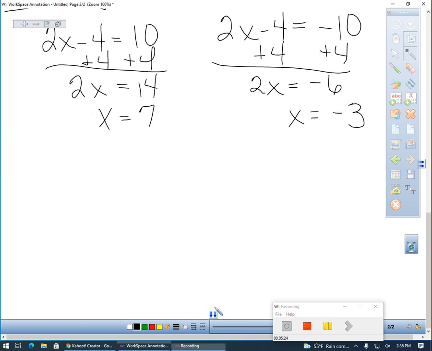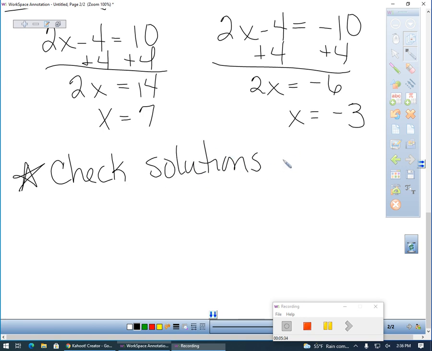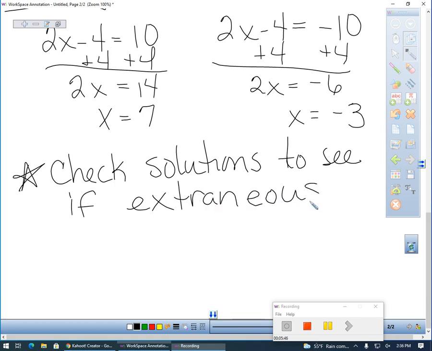That's exactly where we were going next, okay? So, again, another little star here. Check solutions to see if extraneous. E-X-T-R-A-N-E-O-U-S. What that means is that algebraically it works, but if you plug it back in, it doesn't. Okay? All right. We doing okay? Everybody good?